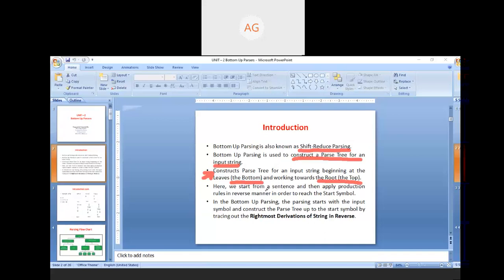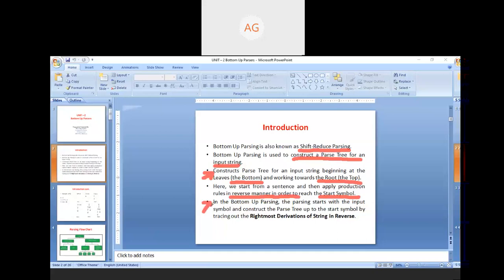Here we start from the sentence and then apply production rules in reverse manner in order to reach the start symbol. Basically our aim is to reach the start symbol from the bottom or from the leaves. This terminology you already studied in data structures and algorithms, that in a tree there is a root, then some internal nodes, and there are leaves.